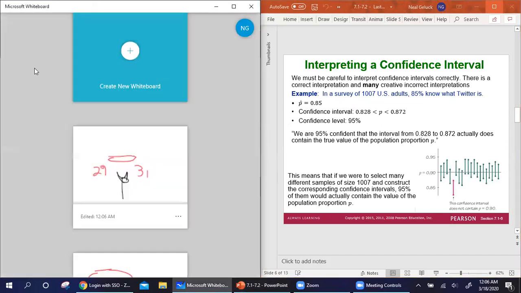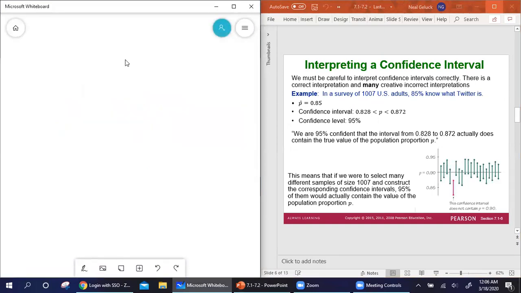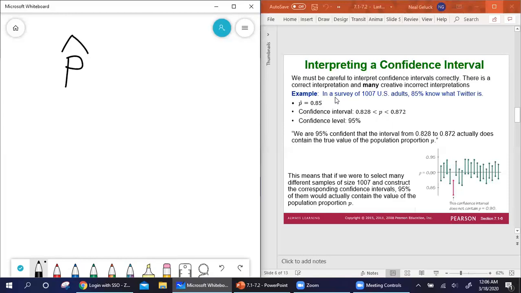On this next slide, there's really no work that we're doing here, but all the work has been done. So basically, here's what this is saying. Somebody did a survey of 1,007 adults. 85% of them knew what Twitter was. So there's my sample proportion. Again, the little p hat means the sample proportion was 0.85. So they took the percentage, turned it into a decimal.